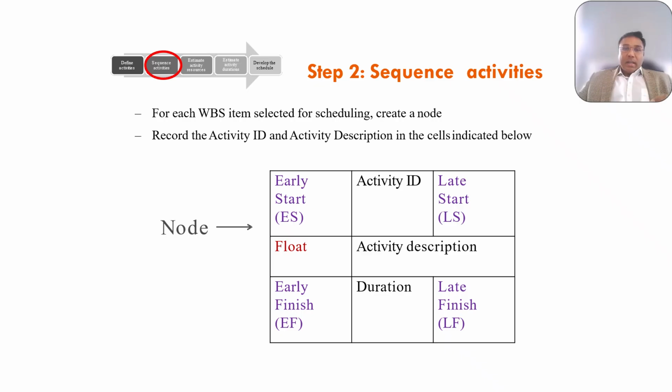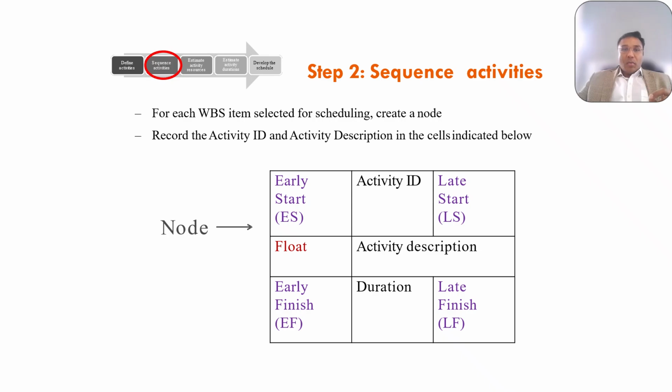In project scheduling, each activity is represented by a node containing key scheduling parameters. If you look at the table, you see early start, early finish, late start, late finish, and float. It also shows duration, activity ID, and description. These are the elements of an activity.